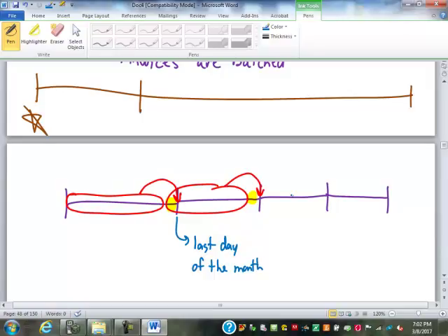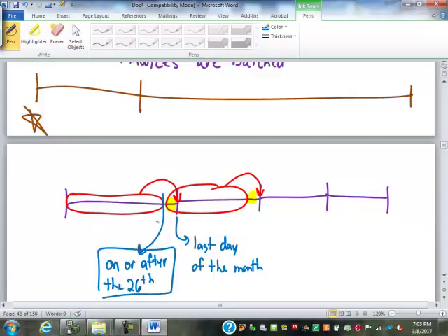Then that lag time that we talked about could be a day or two. For our purposes, we're going to assume a standard date, because each month is a different length. So we're going to assume that the cutoff is on or after the 26th of the month, so that any items shipped on or after the 26th go into the next month's batch. Does that make sense?